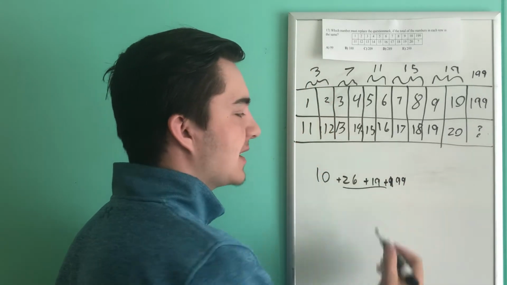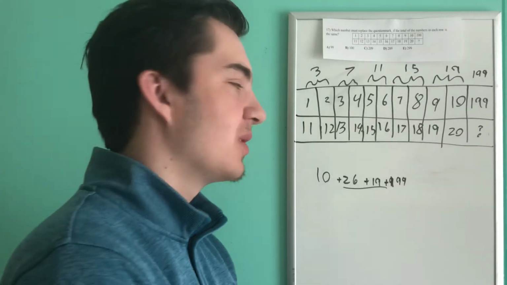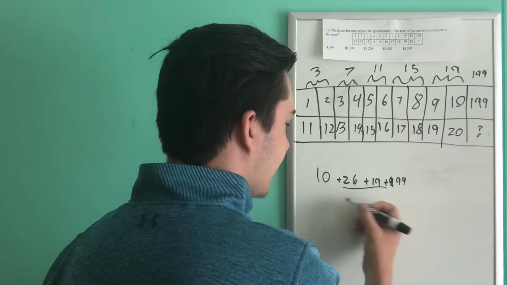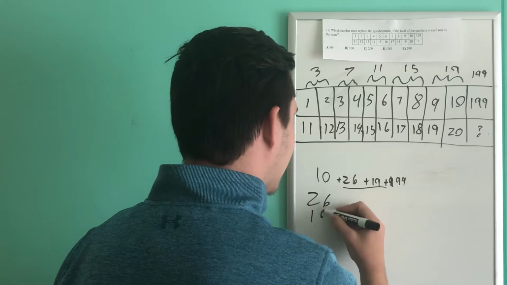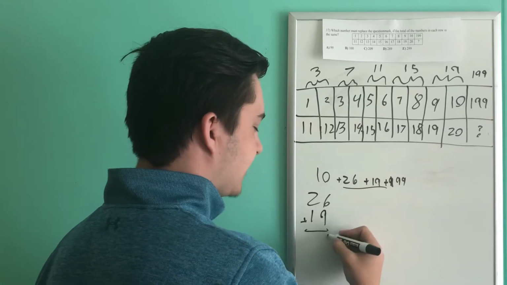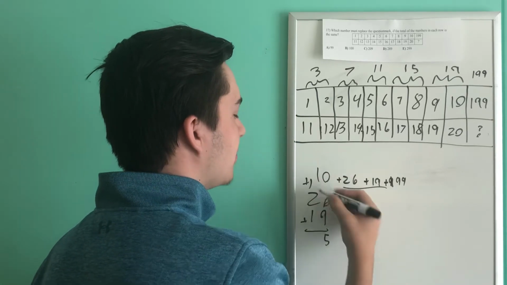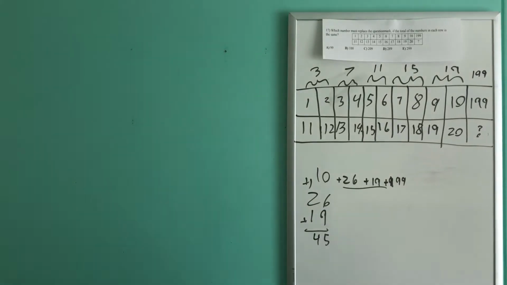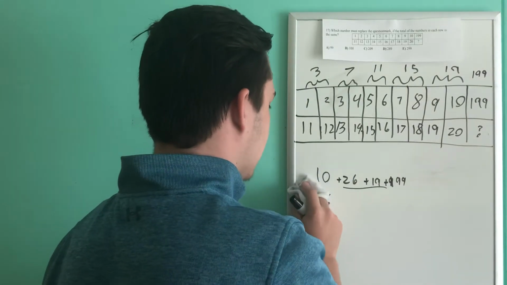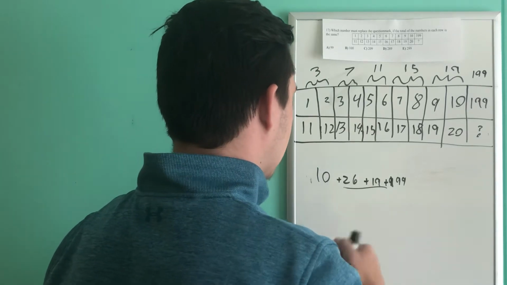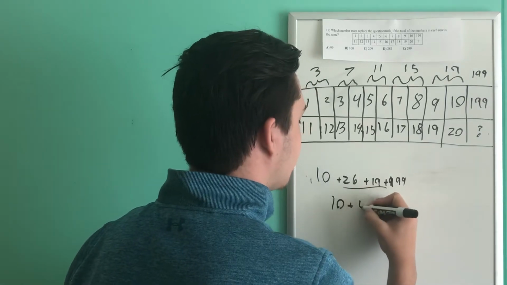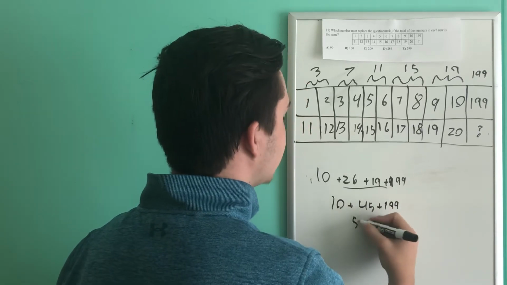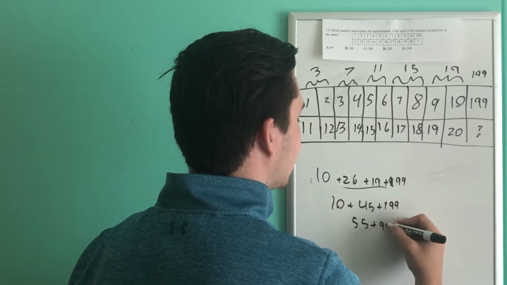I'm going to add these two together since they'll give us a nice number, like with a 5. So 26 plus 19, right? I'll do the math like this for you guys. 9 plus 6 is 15, so we put the 5 there. We bring up the 1. 2 plus 1 is 3, plus 1 is 4. So that's 45. So now we have 10 plus 45 plus 199. 10 plus 45 is 55 plus 199.